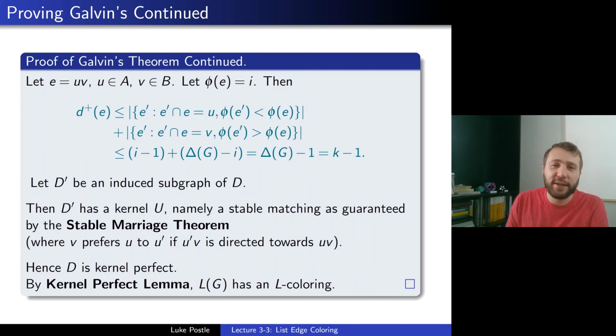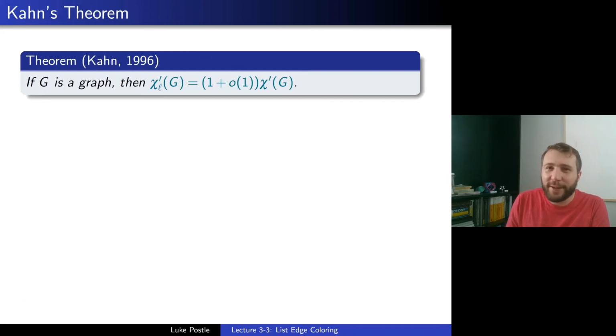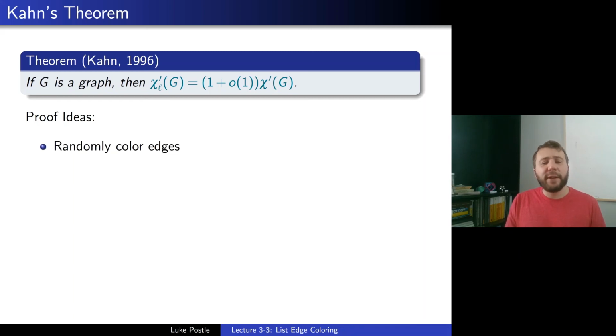But I'm going to continue on now and say a little bit about Kahn's theorem in the time we have left. So what was Kahn's theorem? Galvin's was for bipartite graphs. This is asymptotics for Kahn. He says that the list chromatic index is asymptotically equal to chi prime of G. I'll just mention a couple of the proof ideas. They're nice and they use probabilistic methods, which we'll get around to later in the term, though we won't do this theorem in this class. But here's roughly the idea.